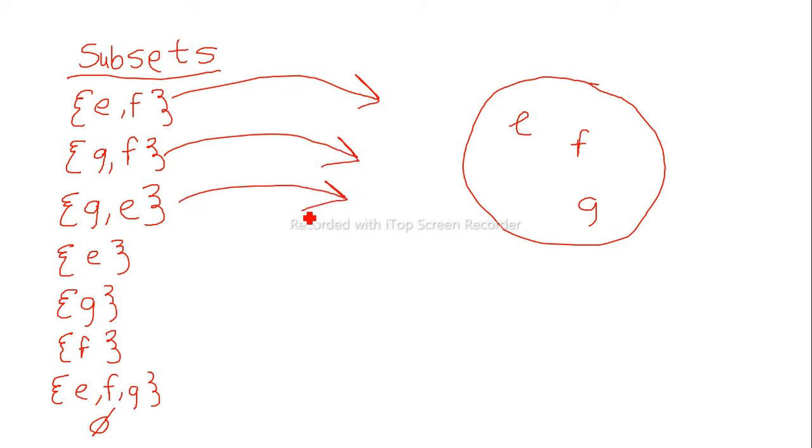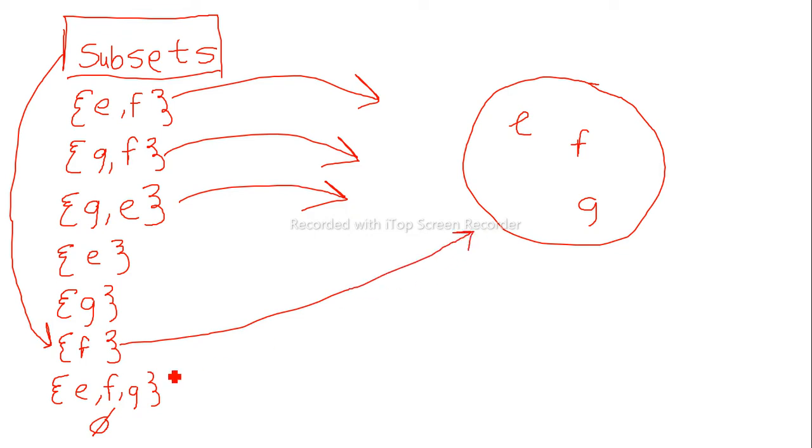Now that's what we mean by subset. And a subset has to be a set itself. That's why when we go to F right here, the set containing F is a subset because it comes from the main set, and it is a set because it has the curly brackets. But if I just put F here, is F a subset? No, it's not a subset.